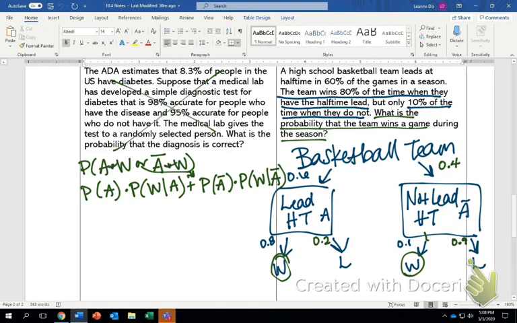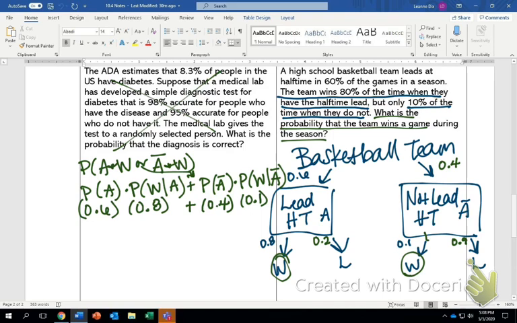turn into multiplication. So our probability of event A happening is 0.6, and the probability of, and I'm actually going to sort of separate this a little bit more, the probability of A bar happening, or them not leading at the halftime, is 0.4, or 40%, sorry. The probability of them winning given that they were leading at the halftime, they said, is 0.8, and the probability of them winning given that they were not leading at the halftime is 0.1.